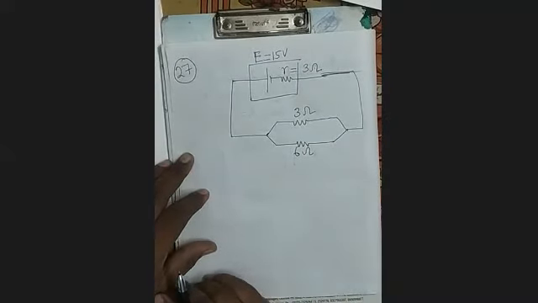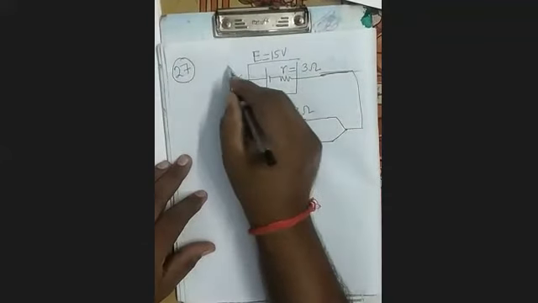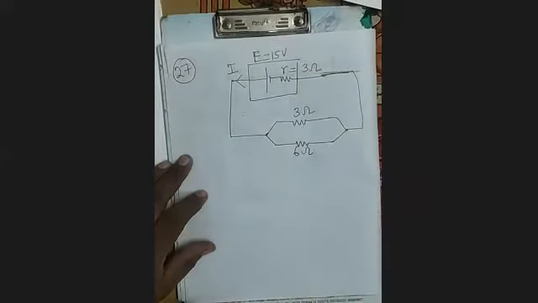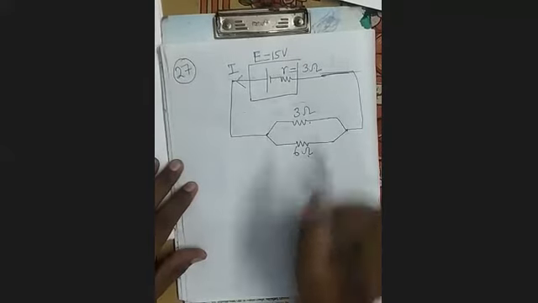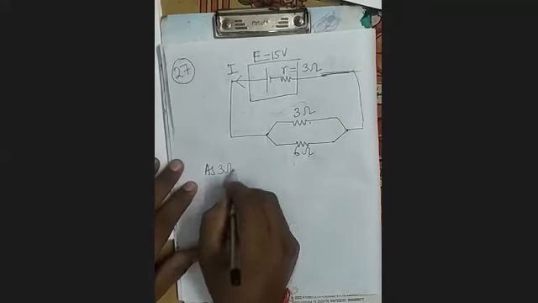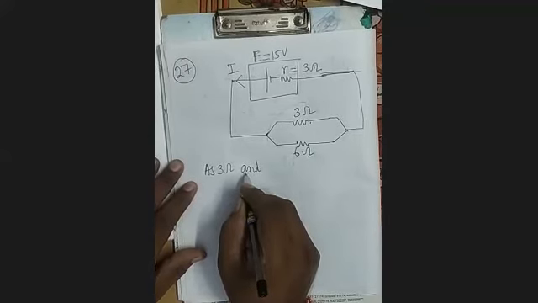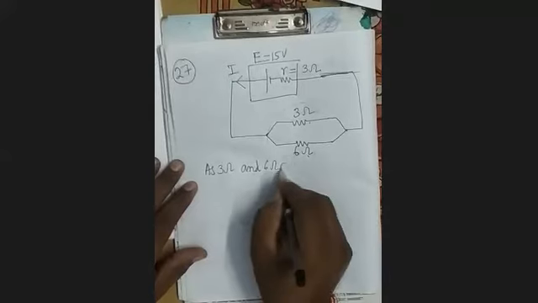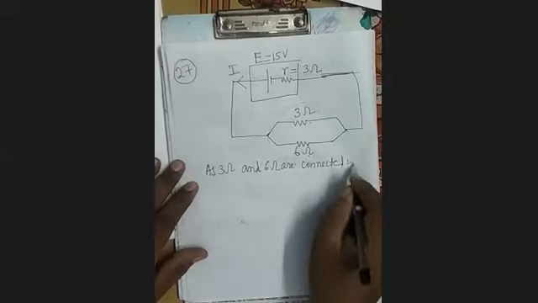First, you have to determine current through the battery. Current through the battery means main current. How much current will pass through the battery? That will be the main current. Means you have to find I. So first of all, you find the total resistance, total external resistance. How will you find it? As 3 ohm and 6 ohm are connected in parallel.